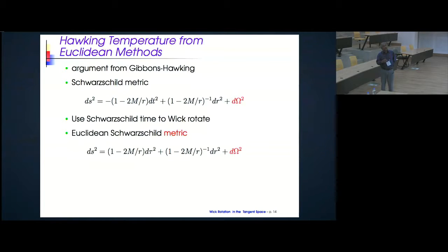So let me give you an argument, a very well-known argument from Gibbons and Hawking, and then I'll criticize the argument by applying it to a situation where it doesn't work as well. The argument is the following. Take the Schwarzschild metric and take the time which is defined by the Killing vector, the static time. What I will do is to replace this by i tau, or minus i tau, use the Schwarzschild time to Wick rotate, and get a Euclidean Schwarzschild metric. And let me just say that this angular part is not going to be very important. I'm going to ignore it. You're effectively in 1 plus 1 dimension here and in 2 dimensions here.